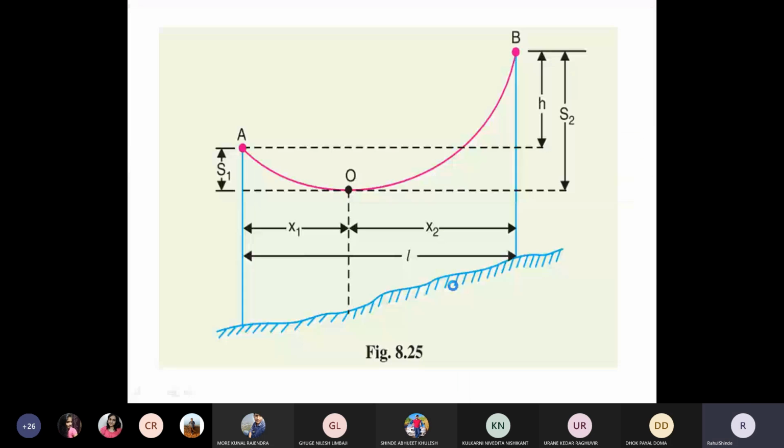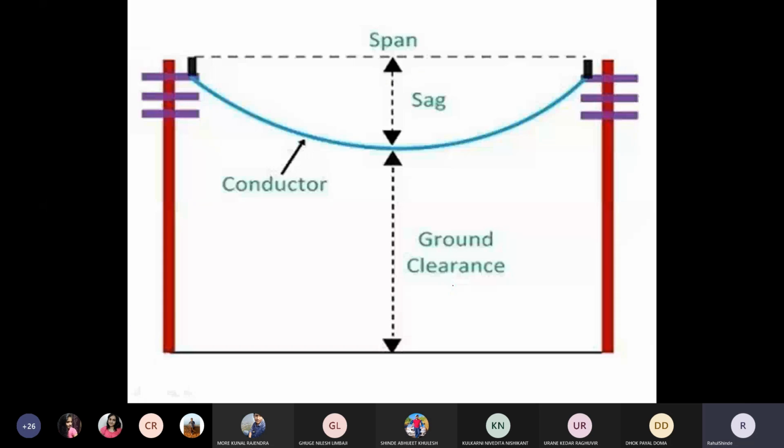Just a minute. See what they were asking. You understand what they were asking? See, they have mentioned the ground clearance. I think they have mentioned the ground clearance as 10 meters.